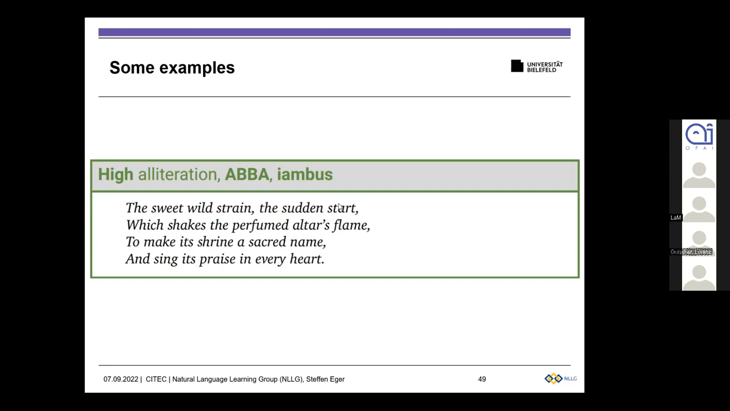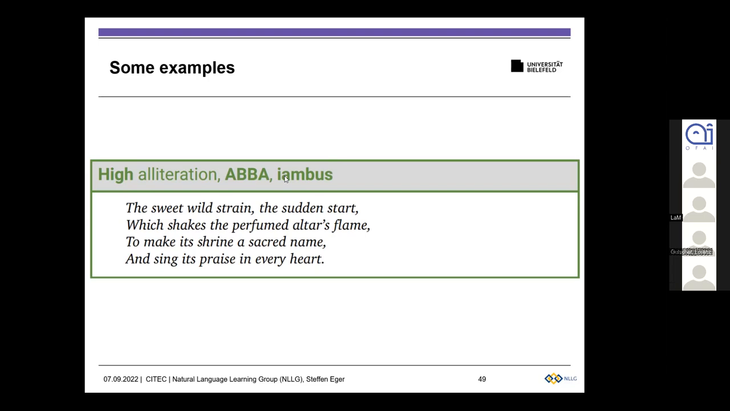So what you can see here, the rhyme scheme is satisfied. So we have start, heart, flame, name. Alliteration arguably is also satisfied. So we ask for high alliteration. At least there are two cases of alliteration here. We have sudden start and shrine a sacred, which also counts as alliteration in our case.